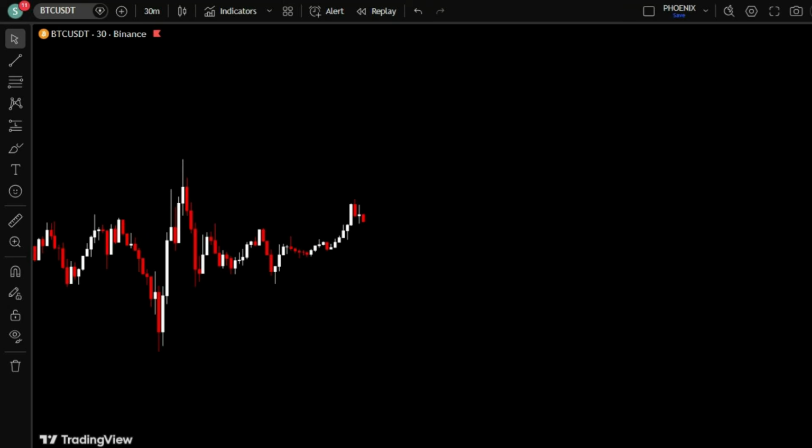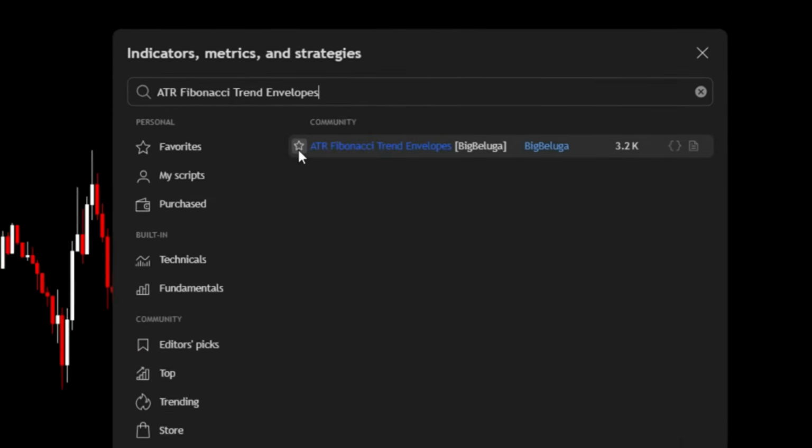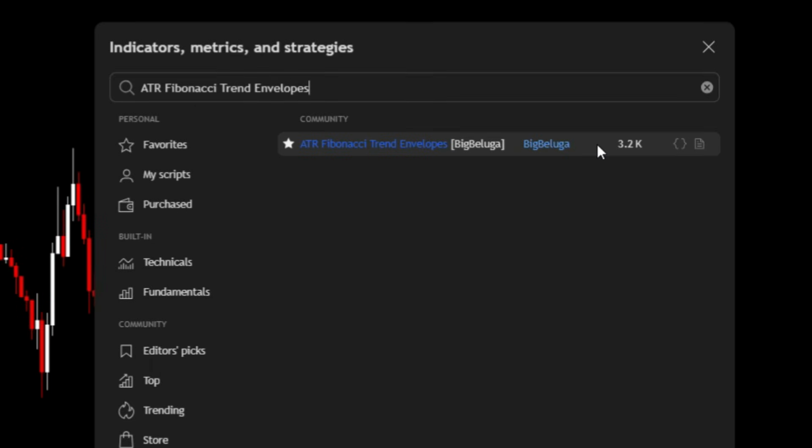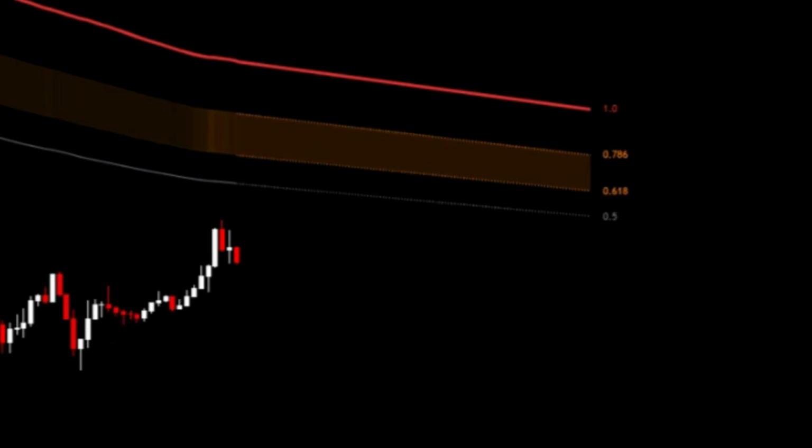First, head over to the Indicators tab on your TradingView and search for ATR Fibonacci trend envelopes created by Big Beluga. Once you add it to your chart, it will appear with its default settings. At first glance, it looks similar to a traditional Fibonacci, although you'll notice it only displays 4 key levels.